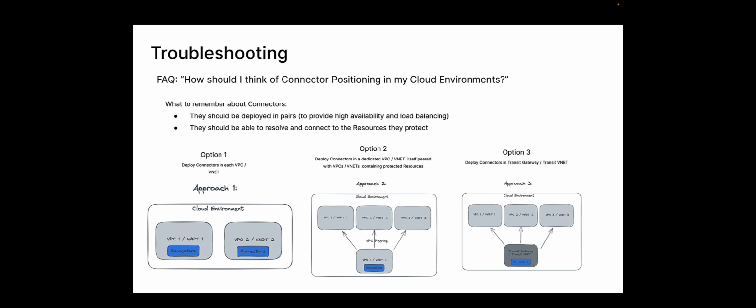Troubleshooting for connector positioning. It's not really troubleshooting as much as it's just general recommendations. You should think of connector positioning as close as possible to your resources, but that doesn't mean that you can't have a specific approach where you're going to have connectors in VPCs that are themselves peered to other VPCs with resources. You can absolutely do that. You can install connectors anywhere, whether on the same VPC as your resources or a VPC that is being peered to multiple VPCs with resources, or deployed on a transit gateway or transit VNets. All options are possible.